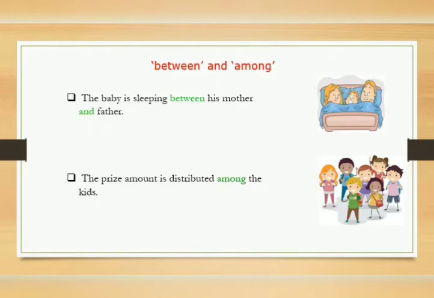You can take another example, like if we say that the deer is between the trees, and I can say distribute the chocolates among yourselves. So when the subjects are more than two, we use among, and when there are two subjects, we use between. So here is the slight difference between among and the preposition between.